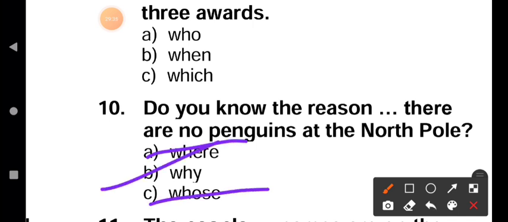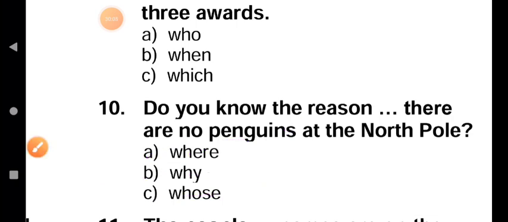Do you know the reason why there are no penguins at the North Pole? Why is the right relative word. It is a defining relative clause. Relative adverb why. There are no penguins at the North Pole. That is the right answer, my dear students. Why is the right answer.